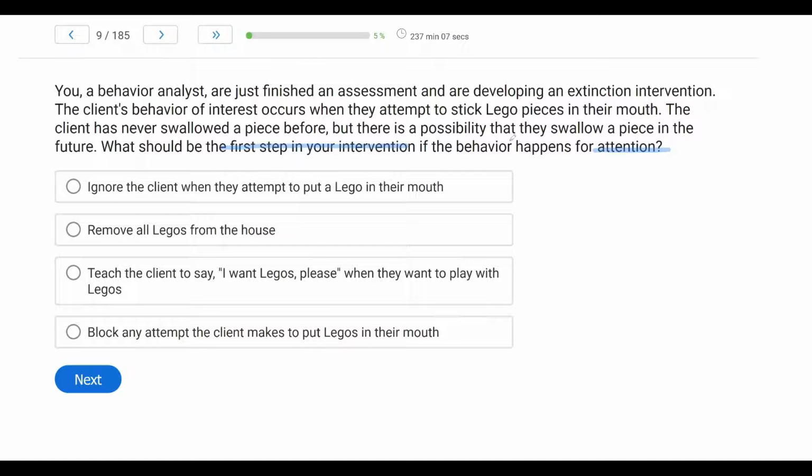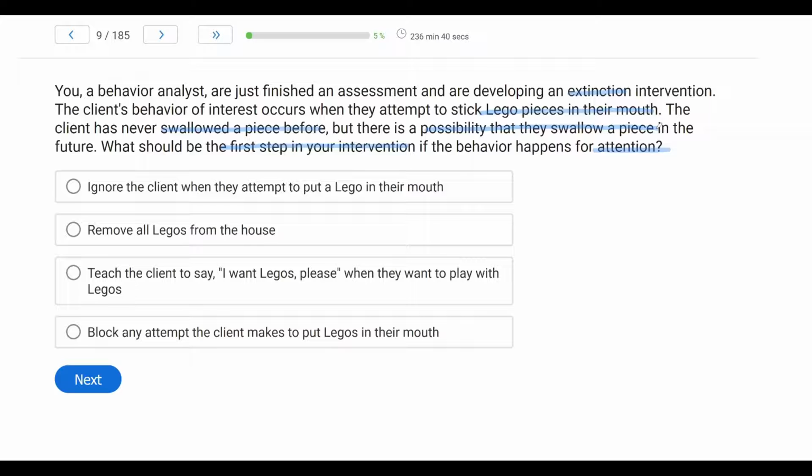What do we know so far about the behavior? Well, the behavior is when they stick Lego pieces in their mouth. You want to put it on extinction. And the client's never swallowed a piece before. But there is a possibility that they swallow a piece in the future. Now, as soon as you read that they may swallow that piece in the future, what does that immediately tell you? Well, that there's potential harm or potential danger with this behavior.